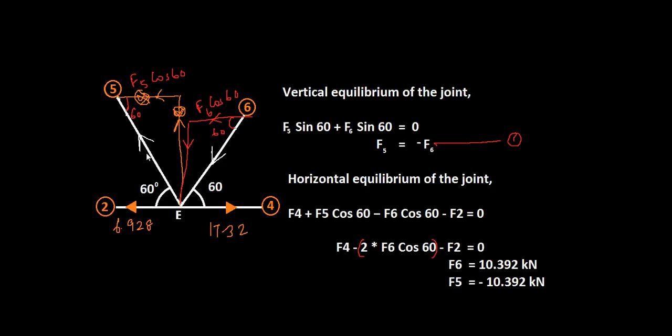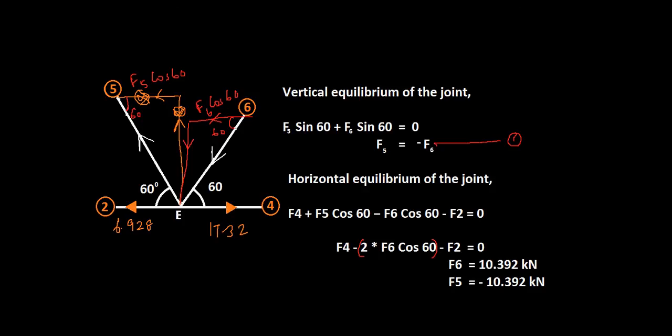I'll repeat again. If you don't know the directions, assume a direction for the forces and calculate the force, and if you are getting a negative value, then your assumed direction is wrong. So that's what we got here. F5 is a minus value, and therefore you should reverse the direction of force on the member 5. So now that we got F5, F6, and F2 and F4 are already calculated here.